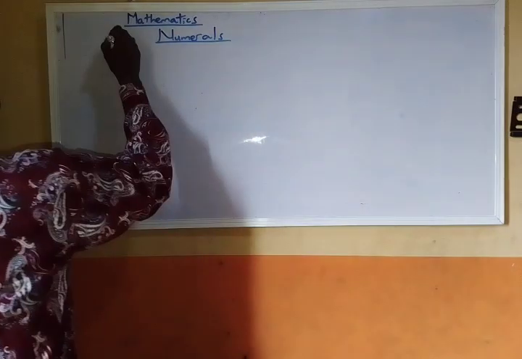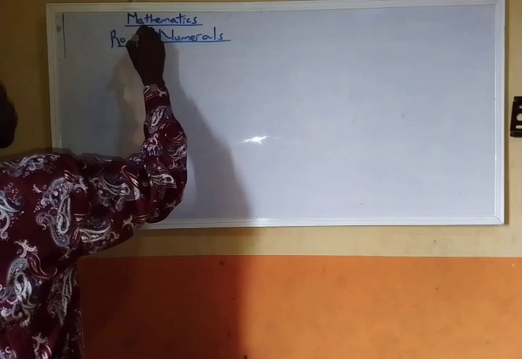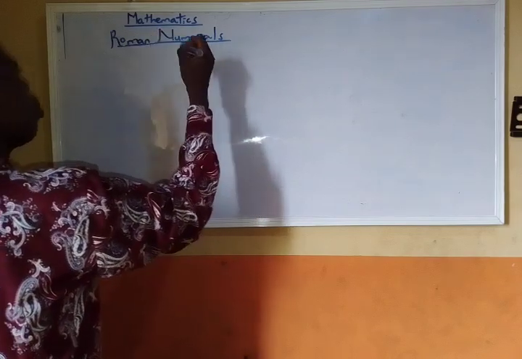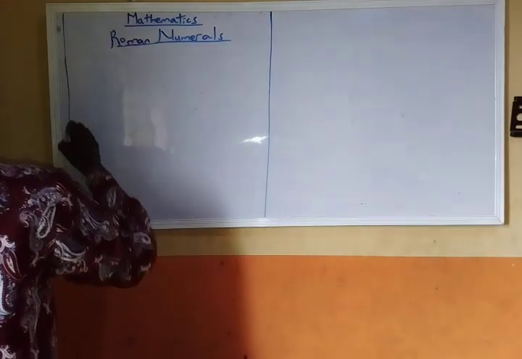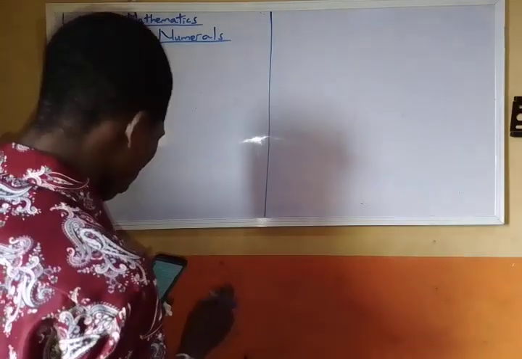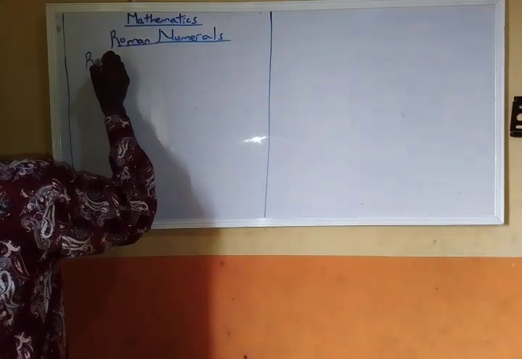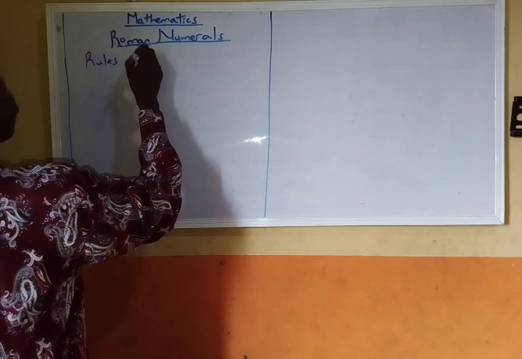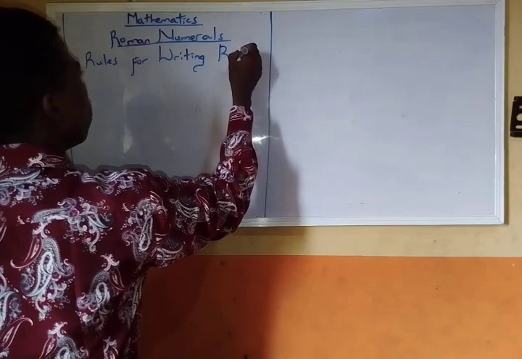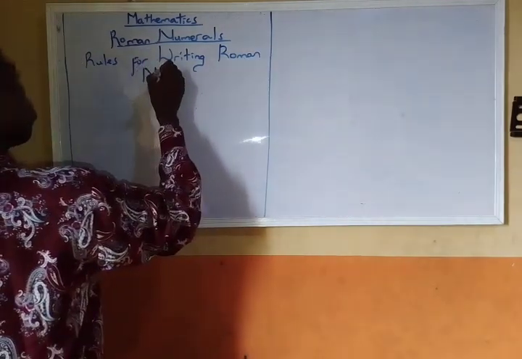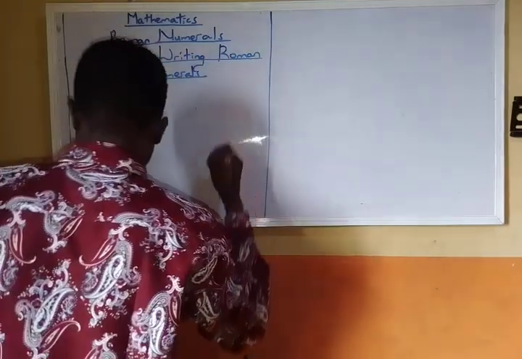Now, many people stop at the 7 basic Roman numerals. They will just tell you that we have 7 basic Roman numerals, but not everyone will tell you that there are rules that you need to understand before you can write Roman numerals. Now, let's take a look at these rules. Let's write this: rules for writing Roman numerals. There are some rules for writing Roman numerals.